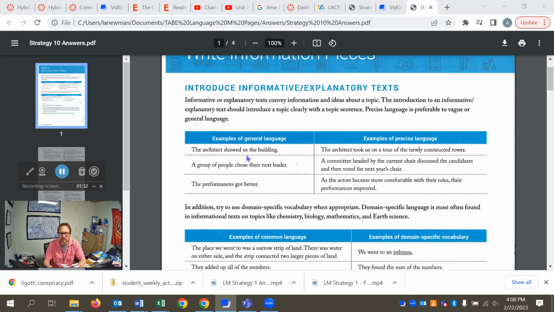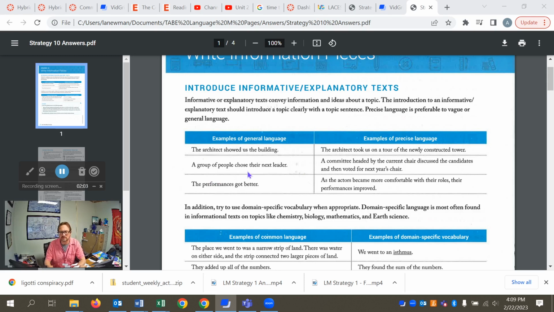So the architect showed us the building. Showed is a weak verb. Building is not very descriptive of what kind of building it is. So the architect took us on a tour, much more robust version than showed, of the newly constructed tower. So this is what we're talking about. It is taking language that's vague, that doesn't tell us a whole lot, and adding the kind of detail and precision that makes it right for an informational piece.